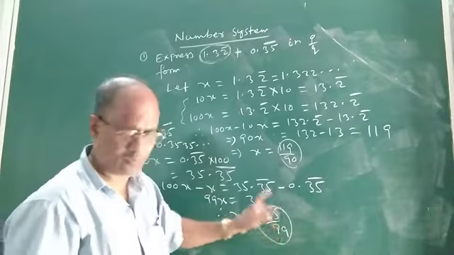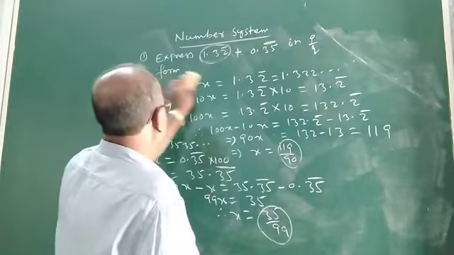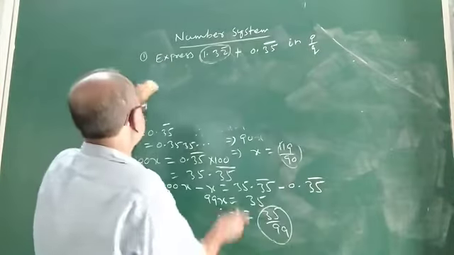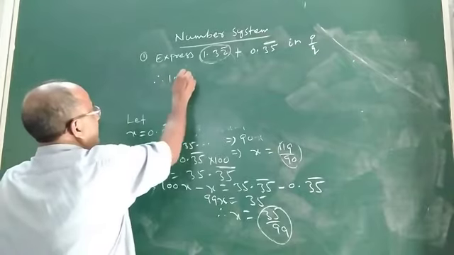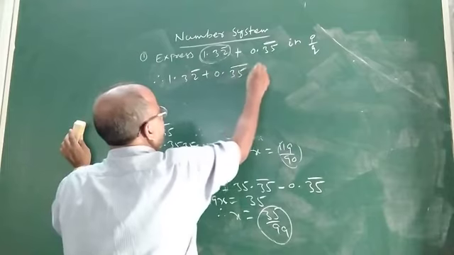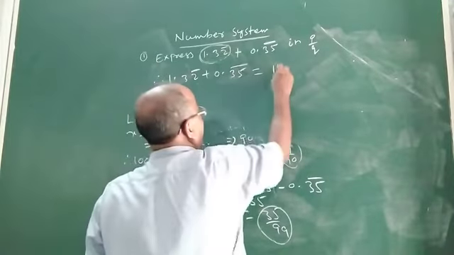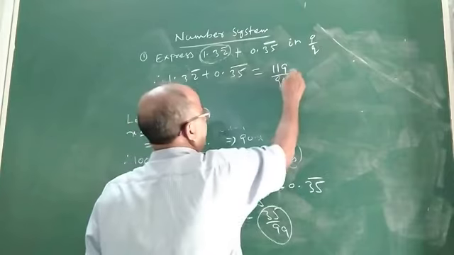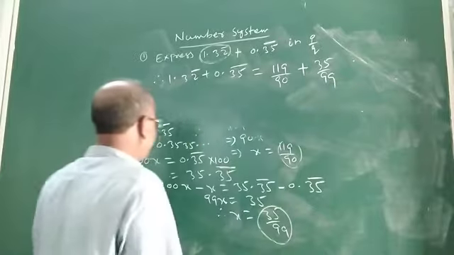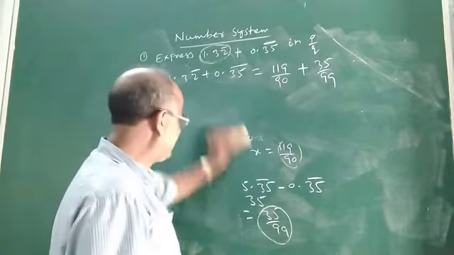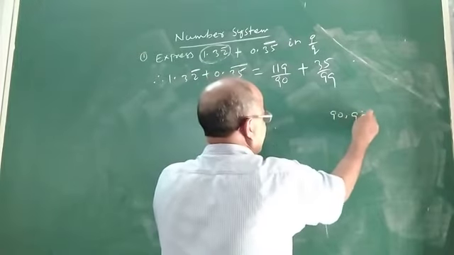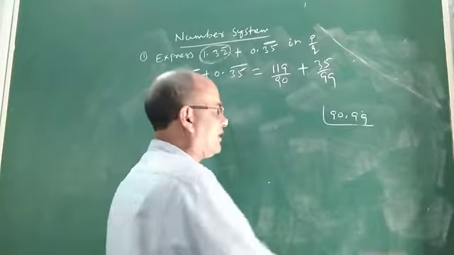Now we have to add these two. So let us add these two and find out what the sum is. Therefore 1.32 bar plus 0.35 bar is equal to 119 by 90 plus 35 by 99. Now let us add these two by taking the LCM. Take the LCM of 90 and 99.